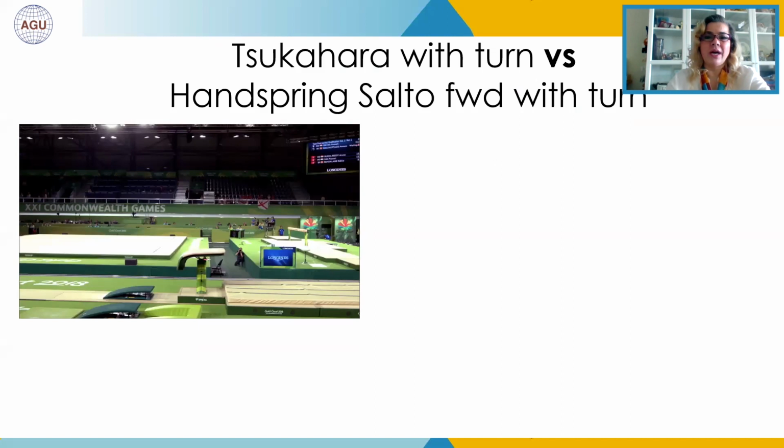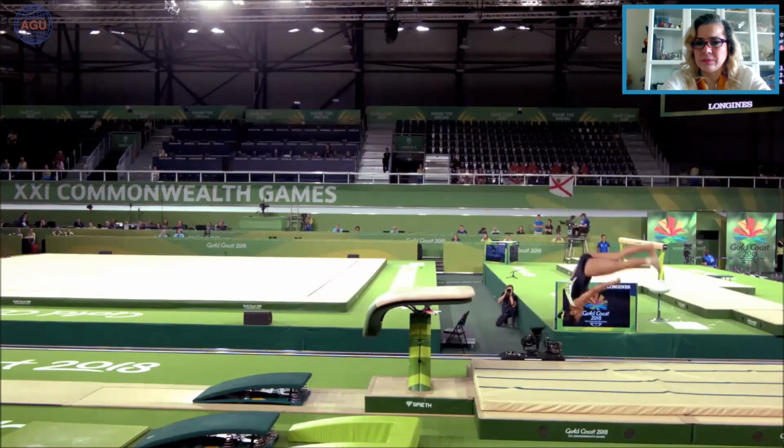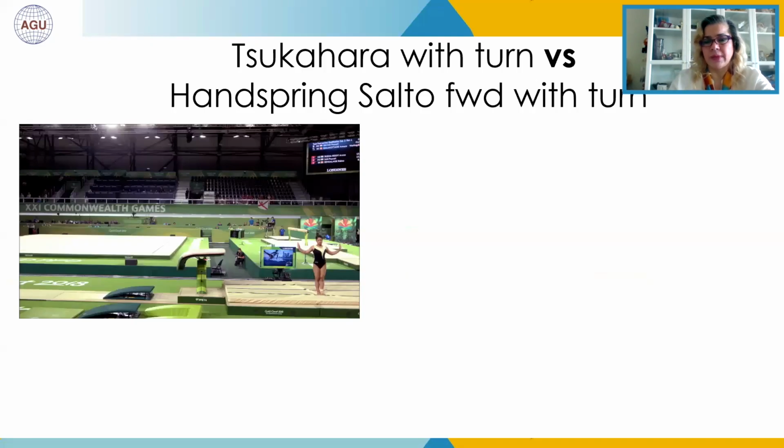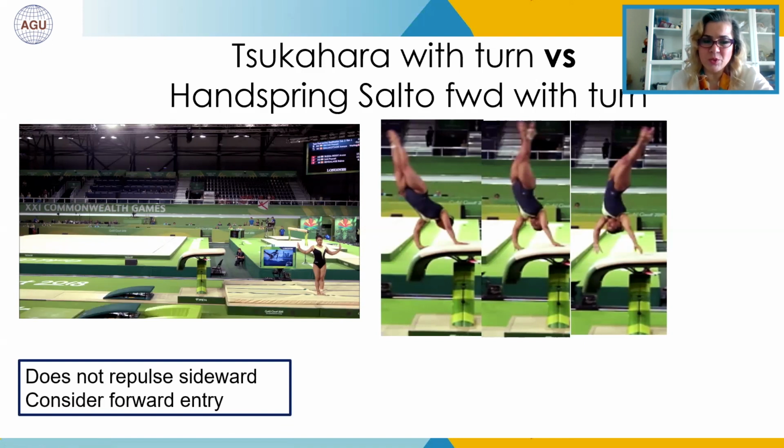Now, let's see Tsukahara with turns versus handspring salto forward with turns. See the example. So in here, we have the gymnast, see the shoulders here. She did not have the repulsion sideward. She didn't repulse sideward. You can see she's more entering forward, even here after the repulsion phase. So in this case, she does not repulse sideward, so we consider it a forward entry, okay?